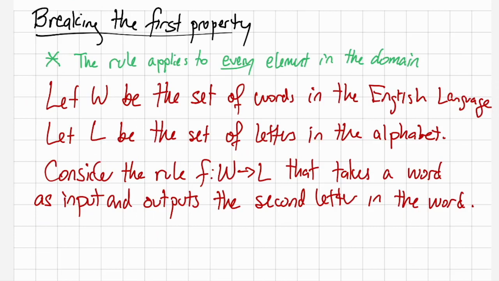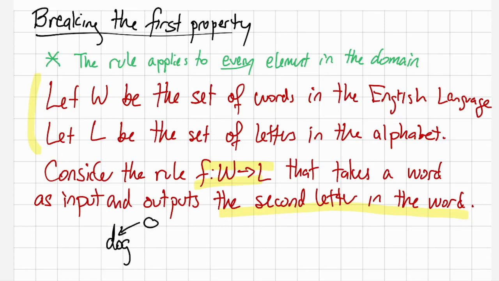First property, the rule applies to every element in the domain. So here's an example. Let W be the set of words in the English language. Let L be the set of letters in the alphabet. Consider the rule, F, from W to L, that takes a word as an input and outputs the second letter in the word. Okay, this seems like it's reasonable. If you give the word dog, then the second letter in this word is O.